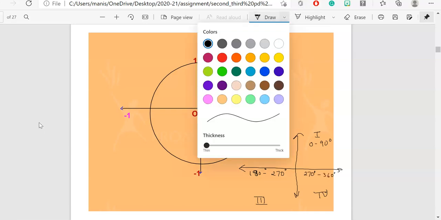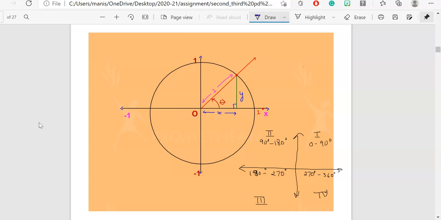So when we do this, in this first part all trigonometric ratios are positive. When I say all are positive, I mean sine, cosine, tangent, cosecant, secant, and cotangent are positive. In the second quadrant, only sine and its reciprocal, cosecant, are positive.